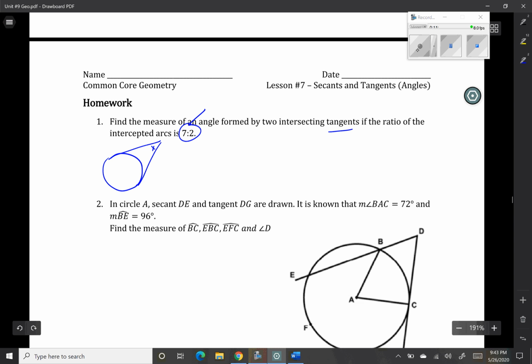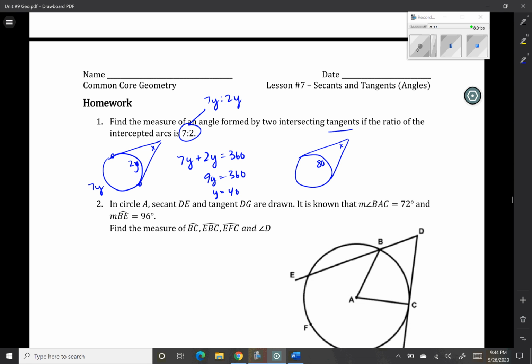Intercepted arcs. These two arcs are going to be, we'll say, 7y and 2y. I'm using y because I already labeled the other thing as x. Because it's two tangents, I know these two arcs, 7y and 2y, have to add up to 360. So I can figure out what y is. Y is 40. So if I redraw this picture and say I want to know this angle on the outside, this arc is 80, and this arc is 280. Right, 7 times 40 is 280, 2 times 40 is 80.